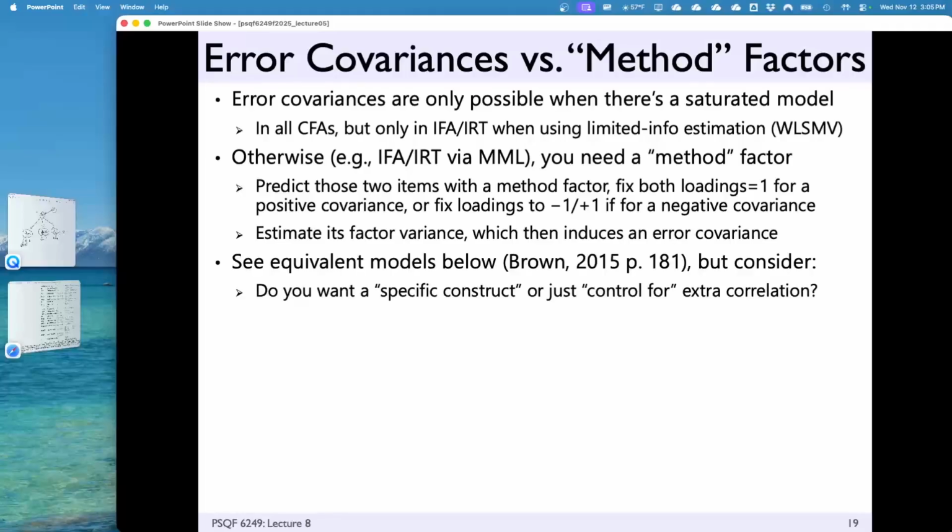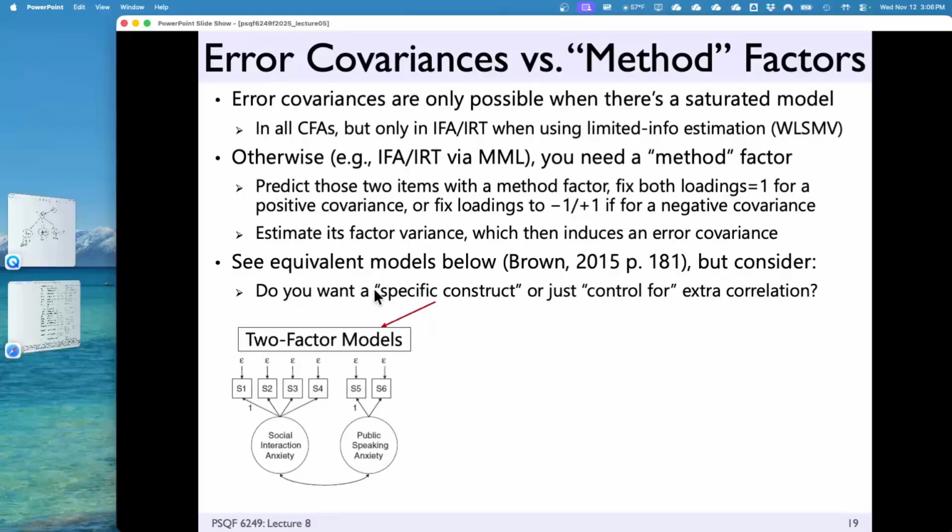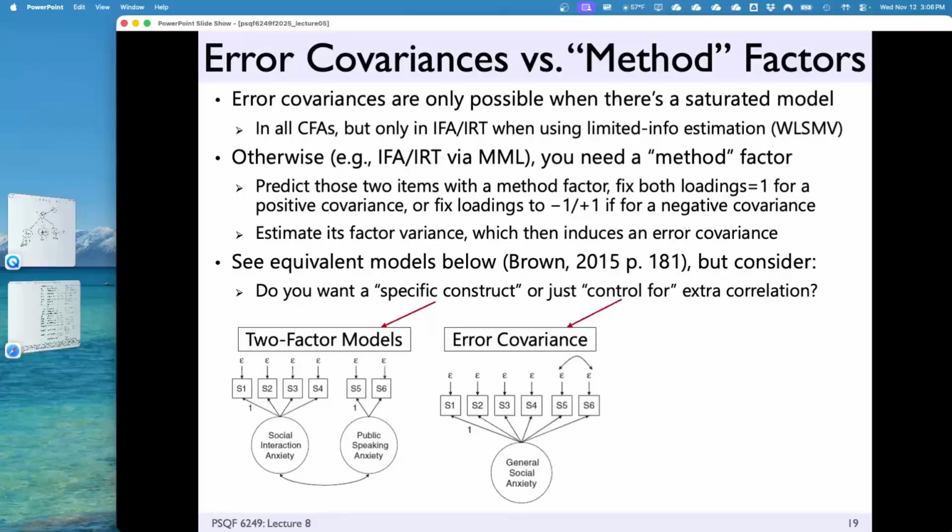So you need a method factor. If you're predicting only two items with a method factor, the loadings will have to be fixed to one. Remember, a two-item factor, you have to make some constraints. But basically what we're talking about is two-factor models. In this model right here, if you had six observable indicators, four of which are about social interaction anxiety, and two of which are about public speaking anxiety, you could make a measurement model that separated both of those.